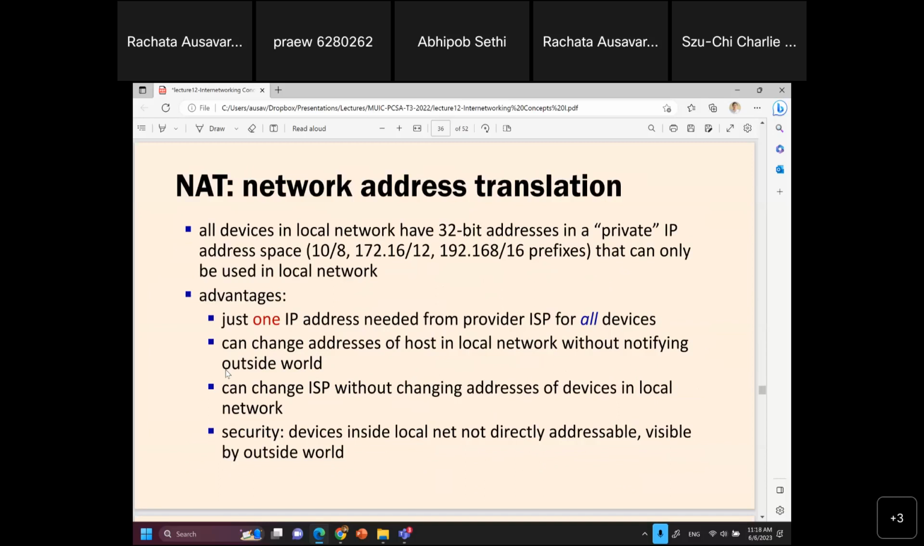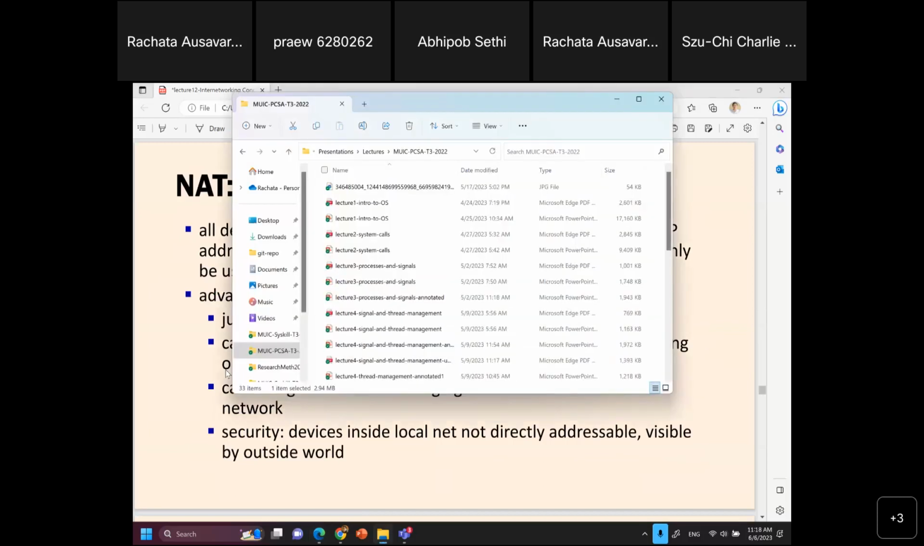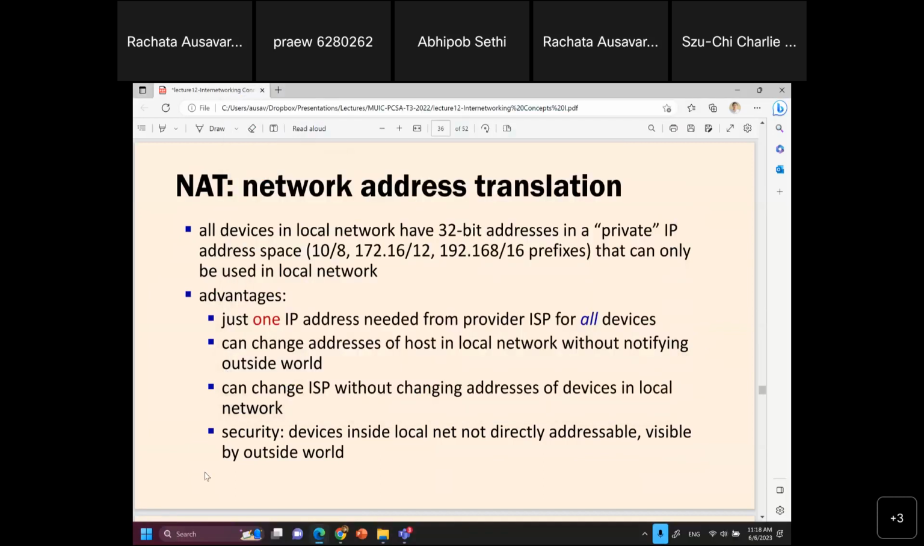Anything happening inside the local network, like new devices connecting, my ISP doesn't have to be aware of that. It doesn't matter. What happens inside the local network is not seen by the ISP, simplifying things.